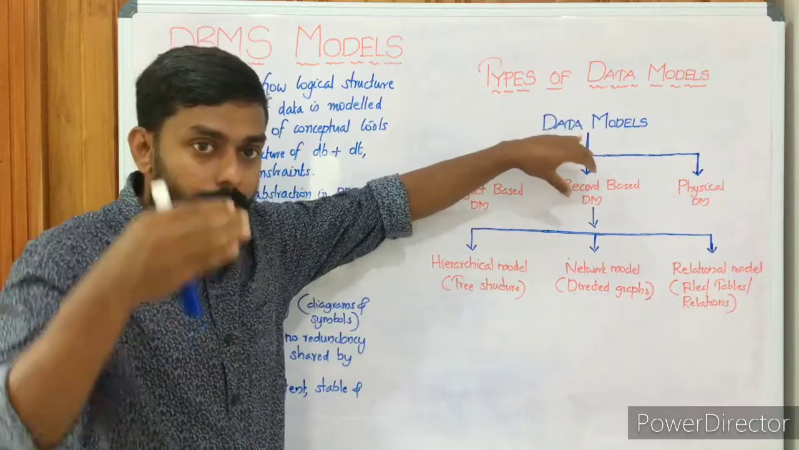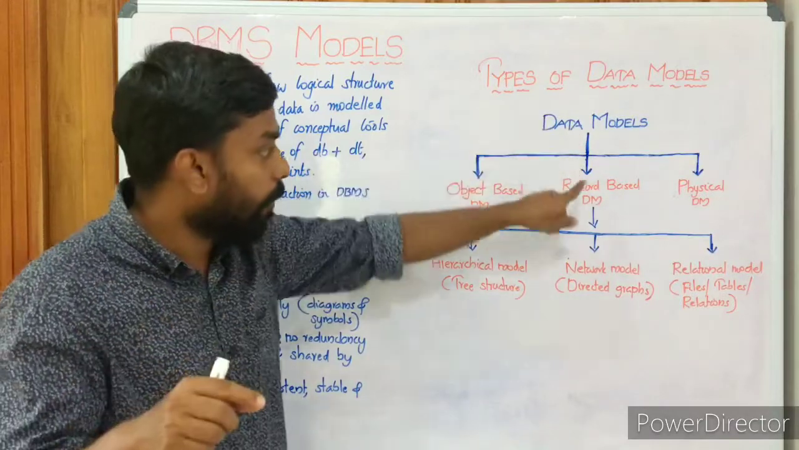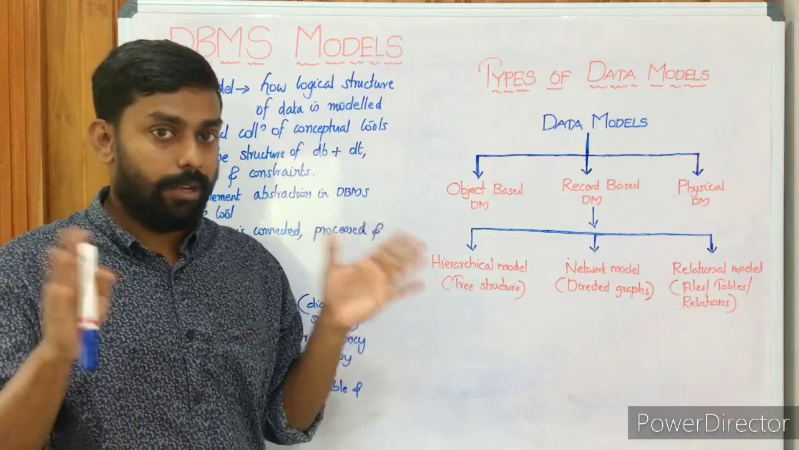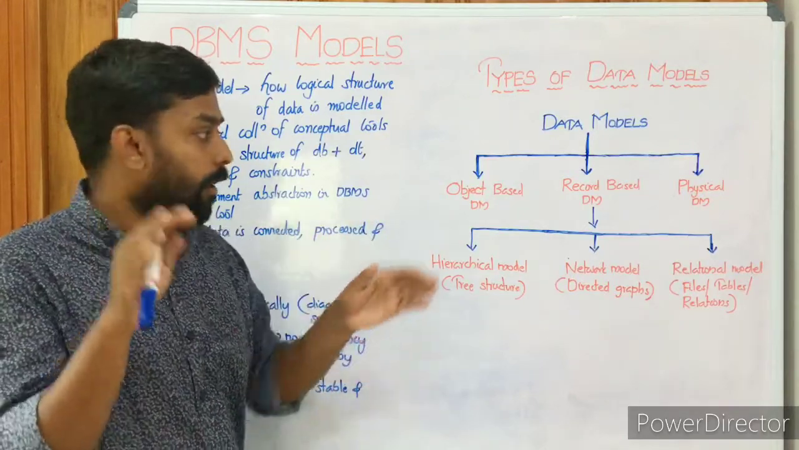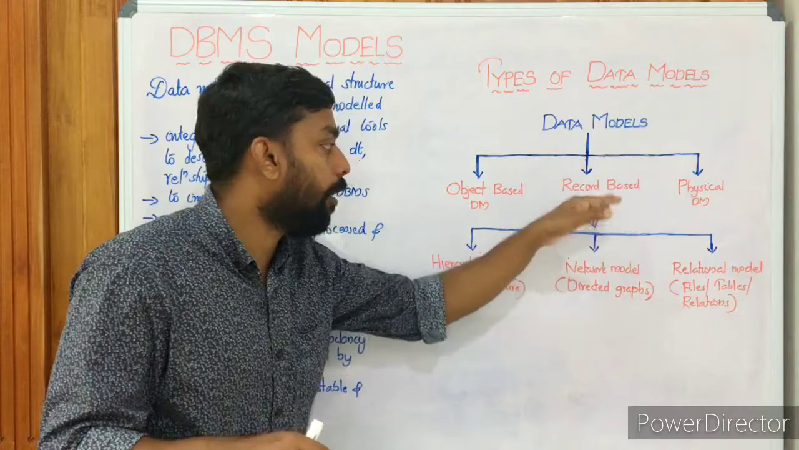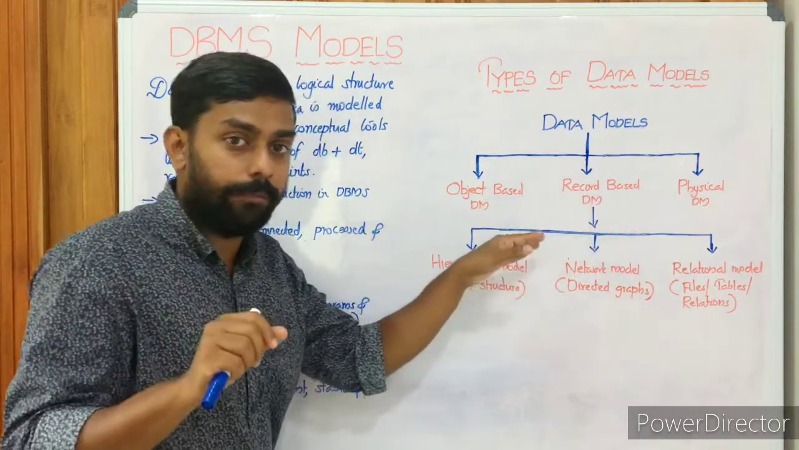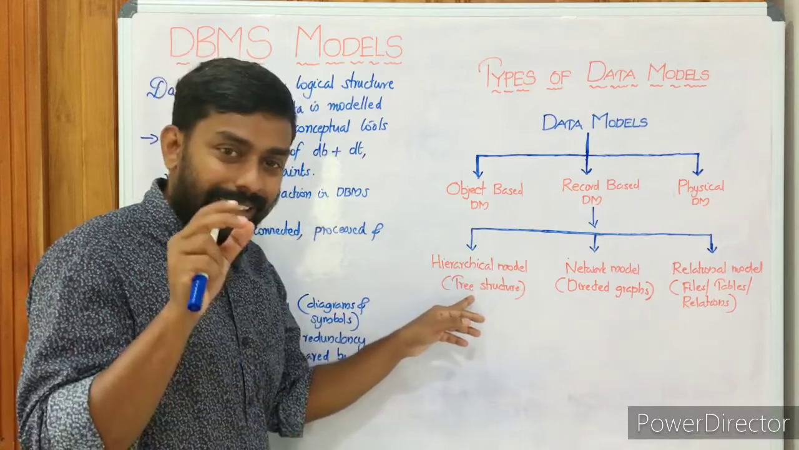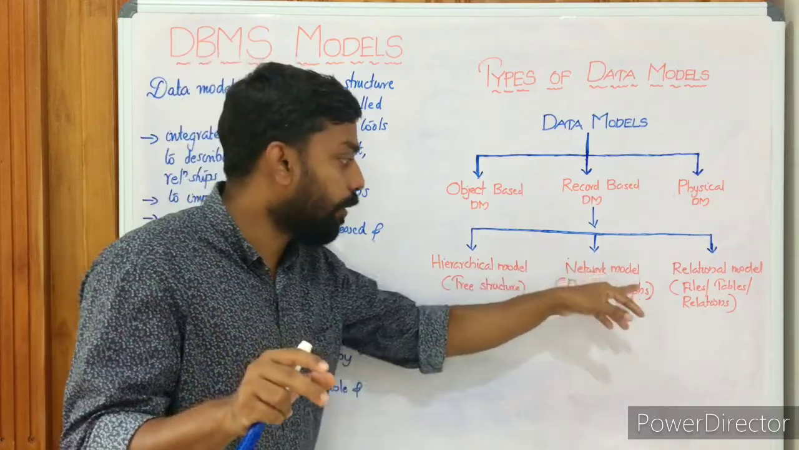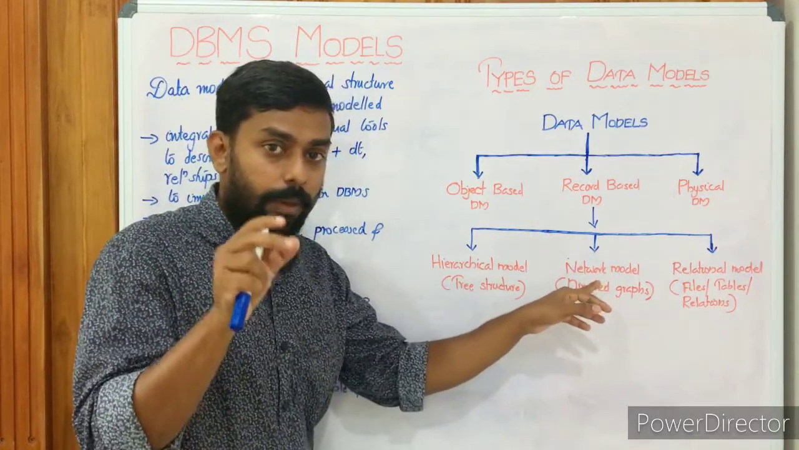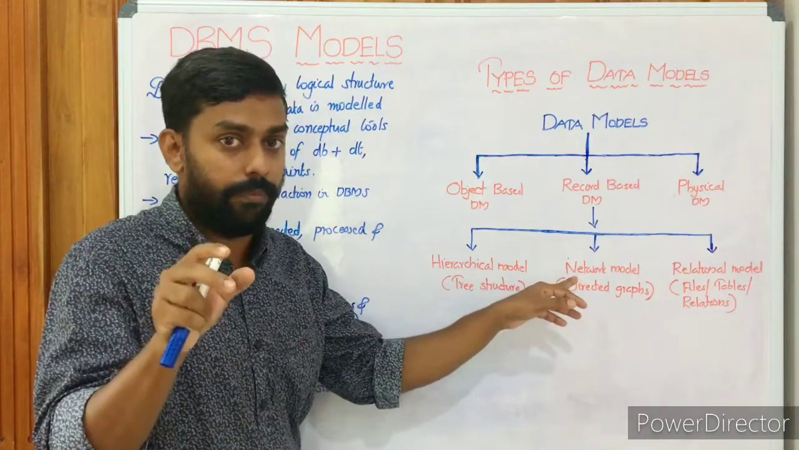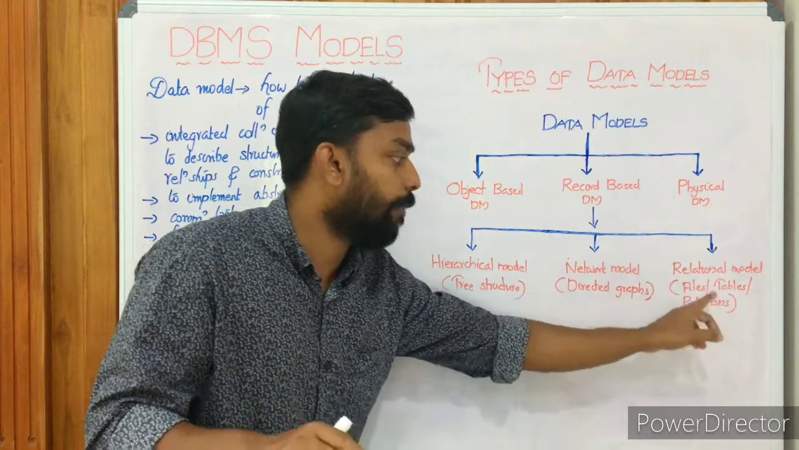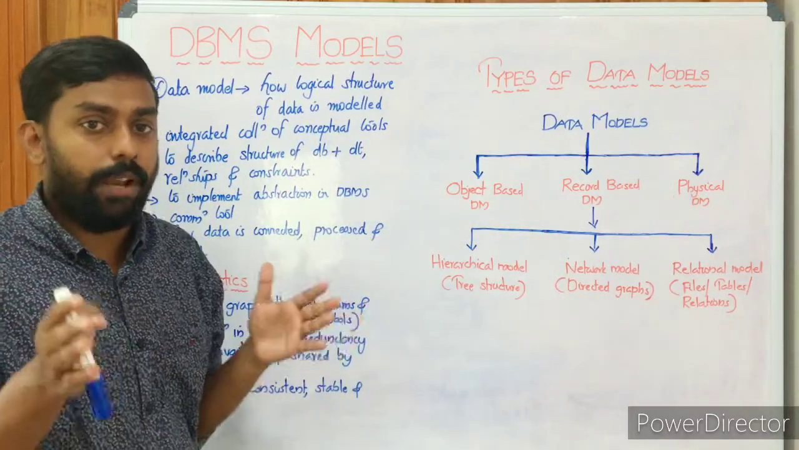But in our syllabus we focus only on the record-based data model, or data-based data model. We can say data-based or record-based, both are the same. Okay, so the record-based data model can be divided into three: hierarchical data model, which is a tree structure. Then the network data model, which is represented using a directed graph, or digraph, or simply graph. Then the relational data model, using files, tables or relations.